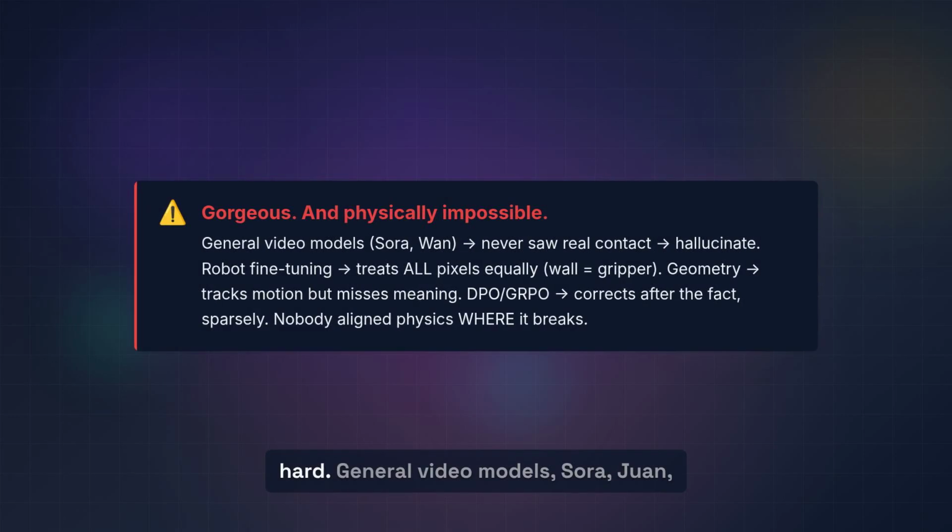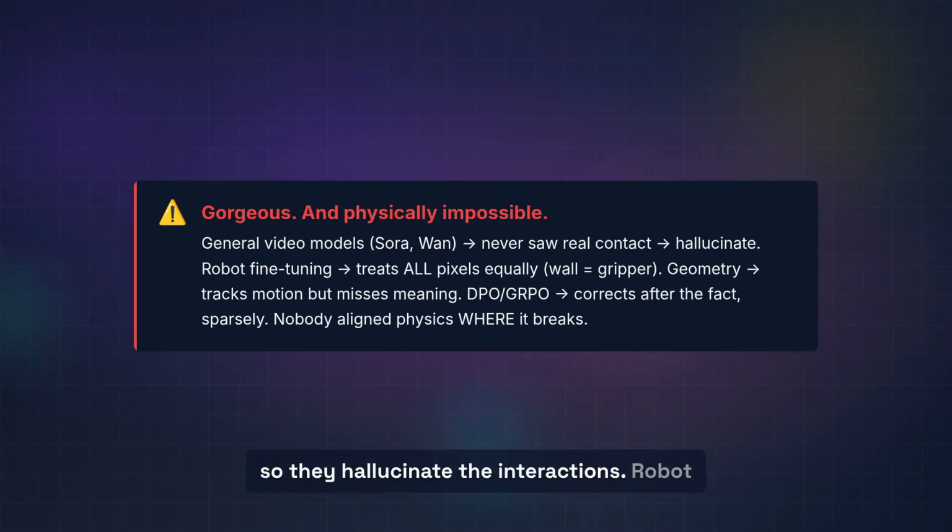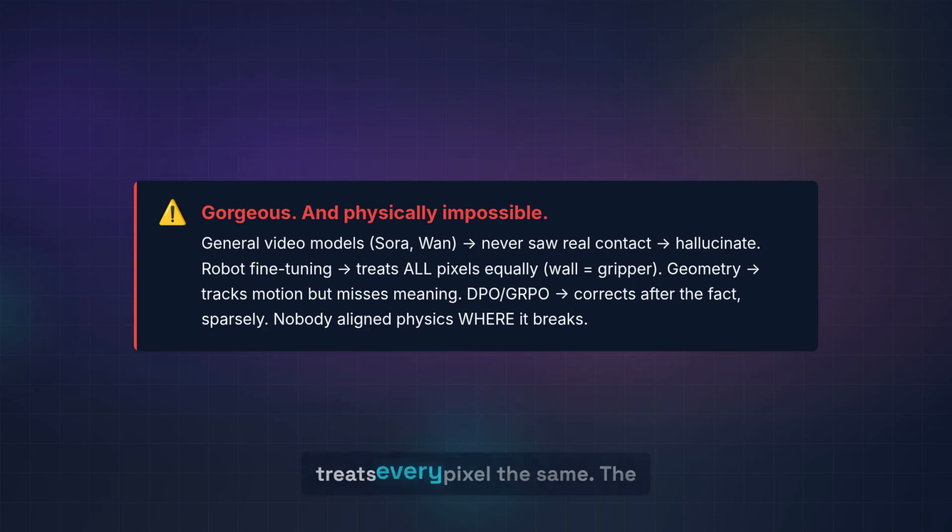Here is why this is hard. General video models, Sora, Wan, they make stunning frames, but they have never seen real robot contact, so they hallucinate the interactions. Robot-specific fine-tuning helps, but it treats every pixel the same. The background wall gets the exact same supervision as the gripper touching the cup.